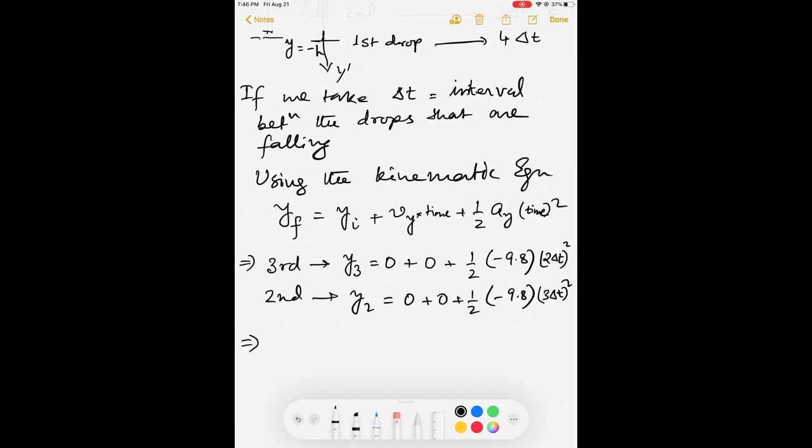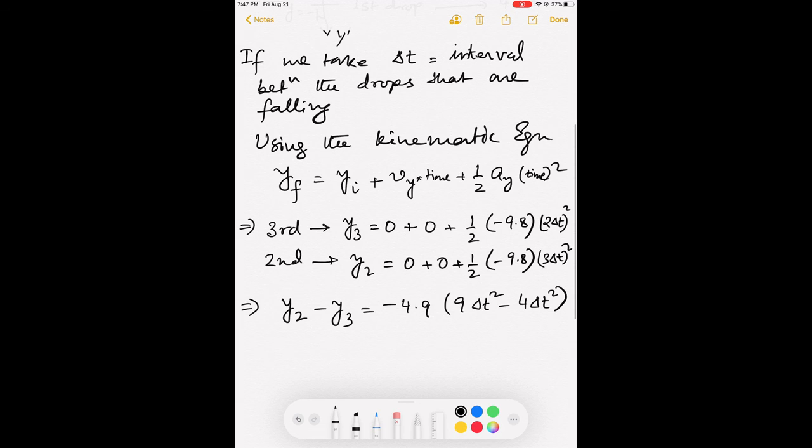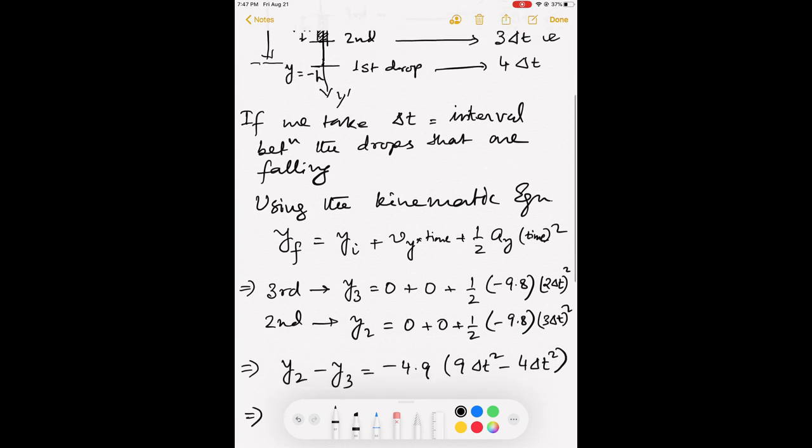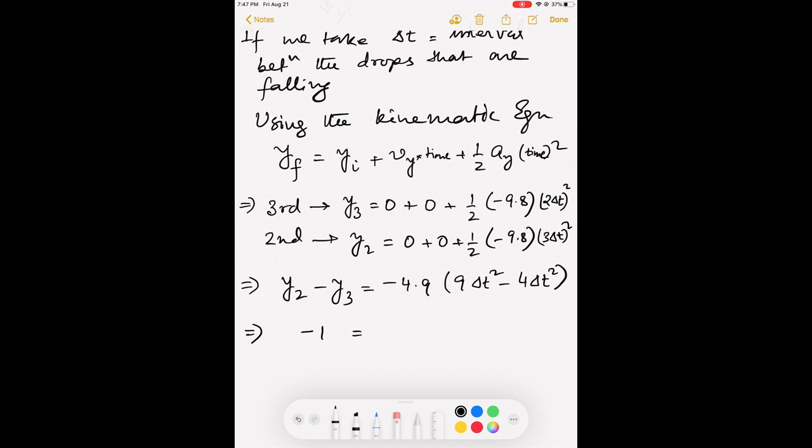So if I skip all those steps, basically what I'm trying to do here is y2 minus y3, right? And I'm going to get minus 9.8, or basically 9.8 by 2, so 4.9 times 9 delta t squared minus 4 delta t squared. Once we have that, on the left hand side we have this to be minus 1. Why? Because this is the length, 1 meter between these two guys, right? And remember, we are working with negative.